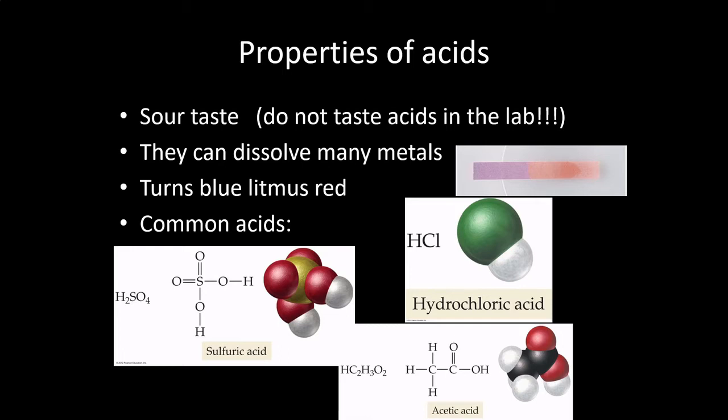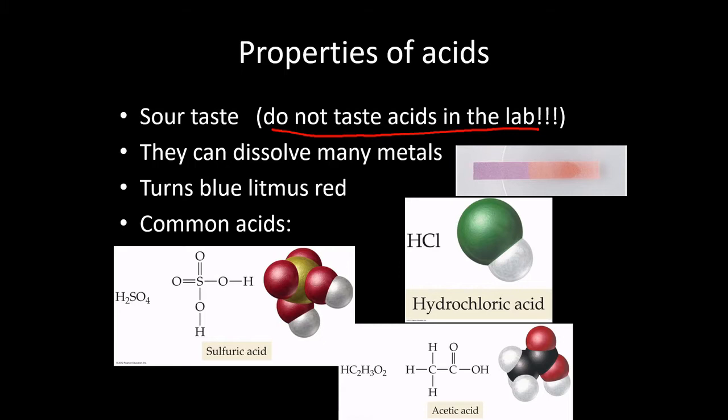So acids, if you were to taste them, which you should never do in the lab, but if you were to taste an acid just in your everyday life, which you do all the time, actually, they tend to have sour tastes. This is one of the things that gives fruits like lemons their sour taste. They're actually decently acidic. Acids are also very good at dissolving metals. This is why acid rain can be such a big problem, because it can erode metal structures, as well as lots of stone structures as well.